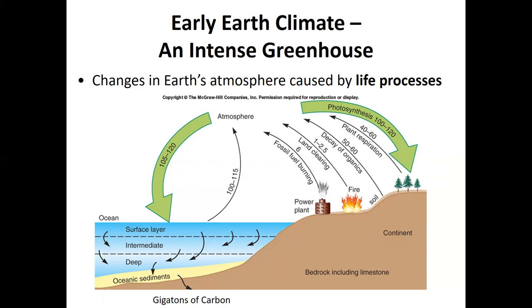And then the burning of fossil fuels. So as we burn fossil fuels, that carbon that was used to make the bodies of the organisms, the structures of the vegetation, the bacteria and the algae, whenever we dig that up in the form of oil or coal and we burn that, that carbon is re-released back into the atmosphere in the form of carbon dioxide.